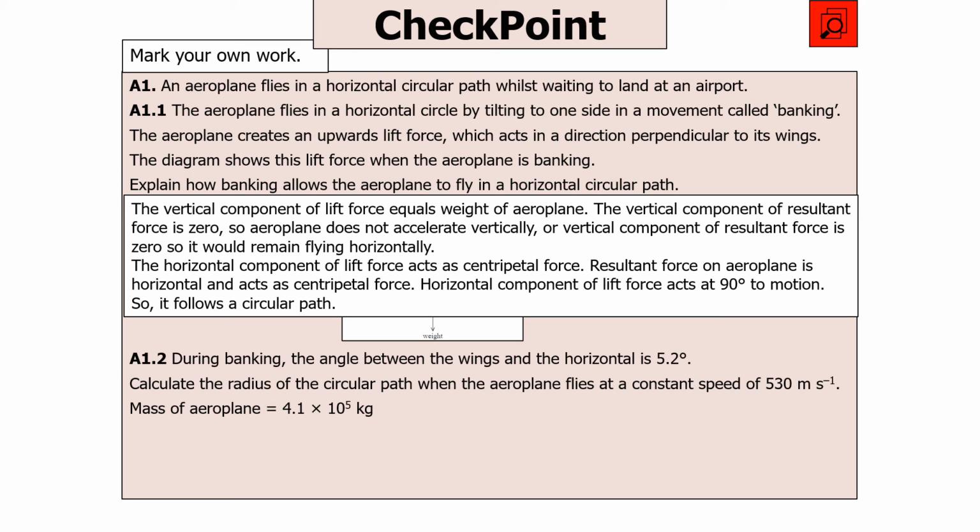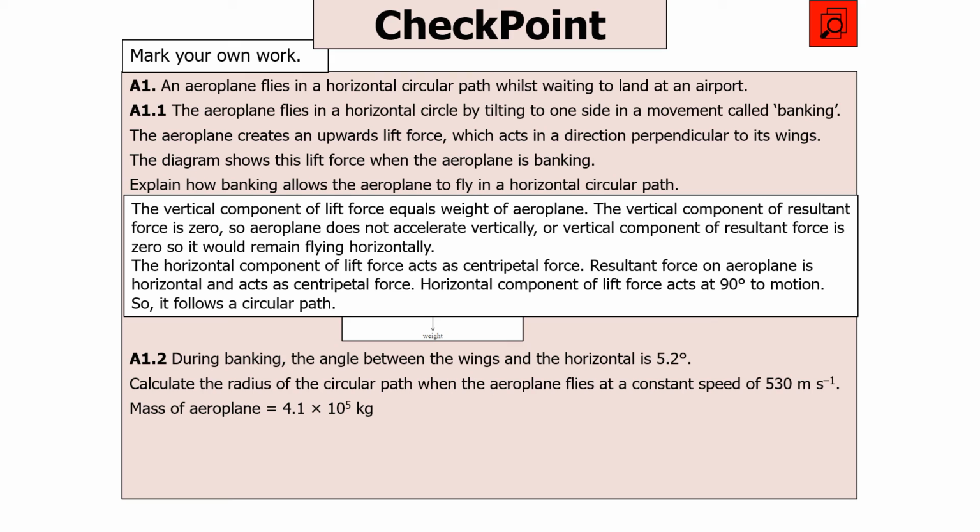Now we know the horizontal component of the lift will act as a centripetal force. So the resultant force on the aeroplane is the horizontal one. It's the only one that's left. So it acts as the centripetal force. So therefore, because you've got no acceleration in the vertical plane, you've got a resultant force towards the center of the circle in the horizontal plane, you will get circular motion.